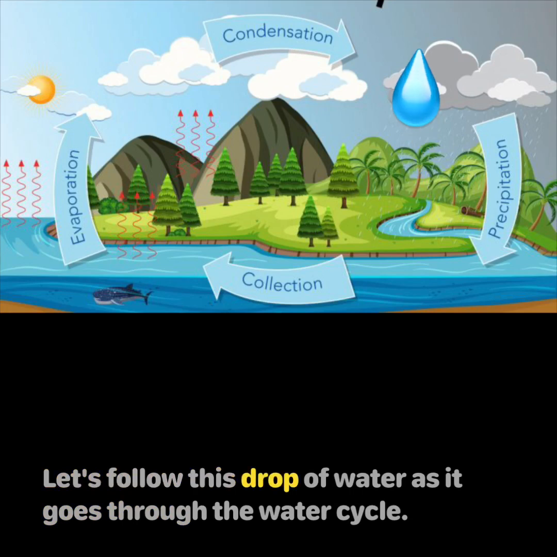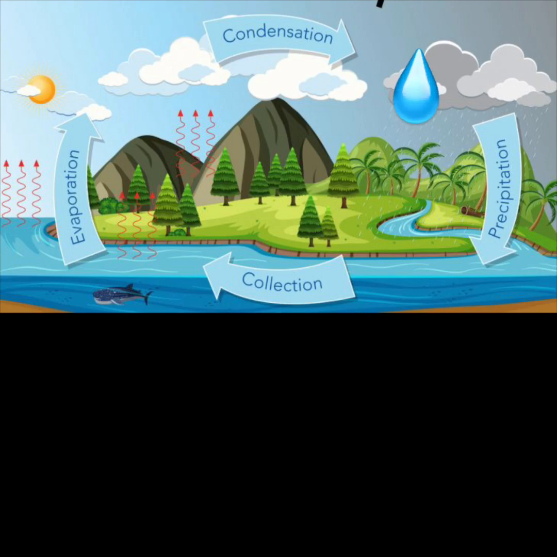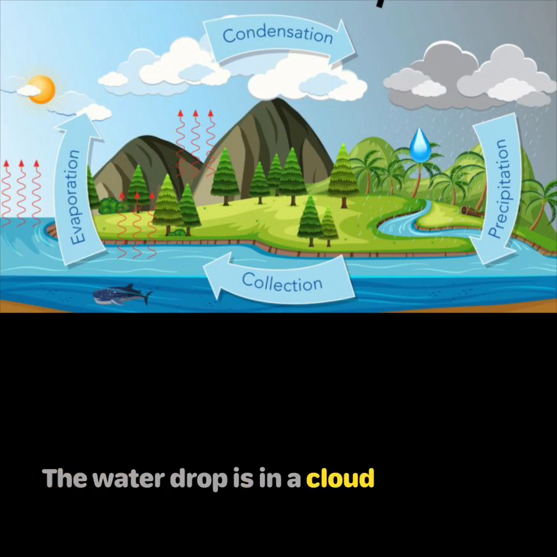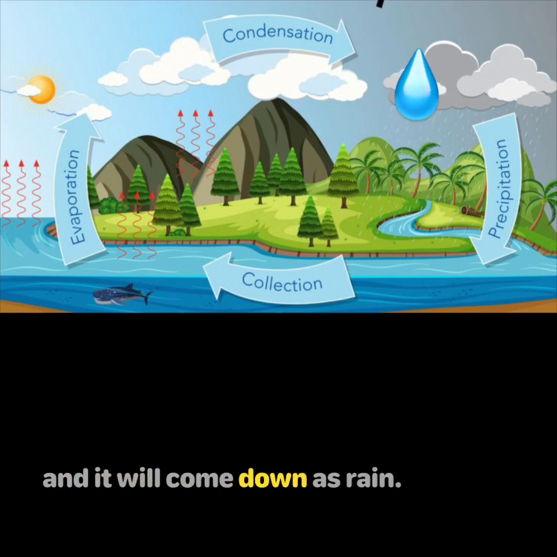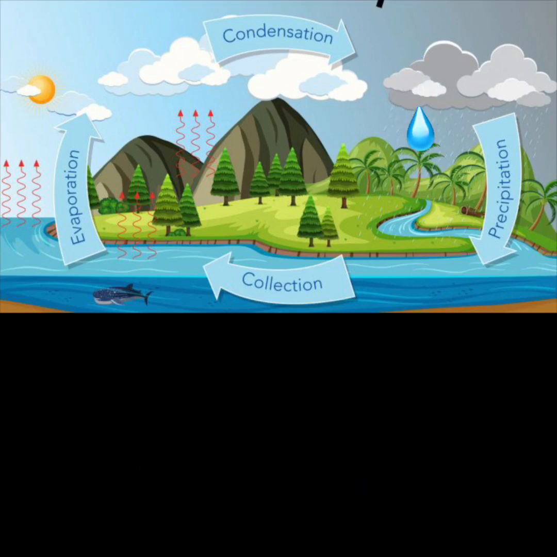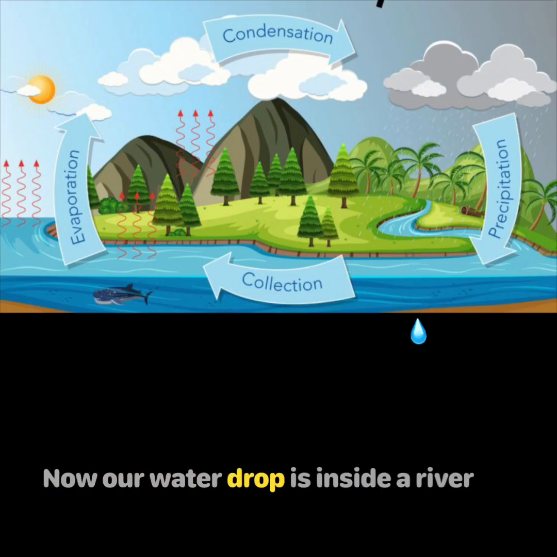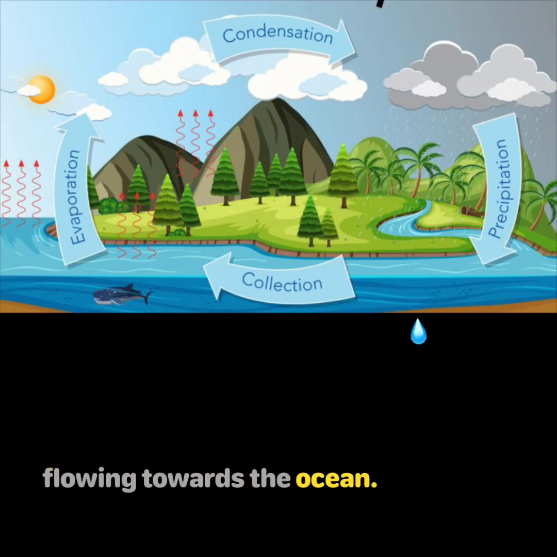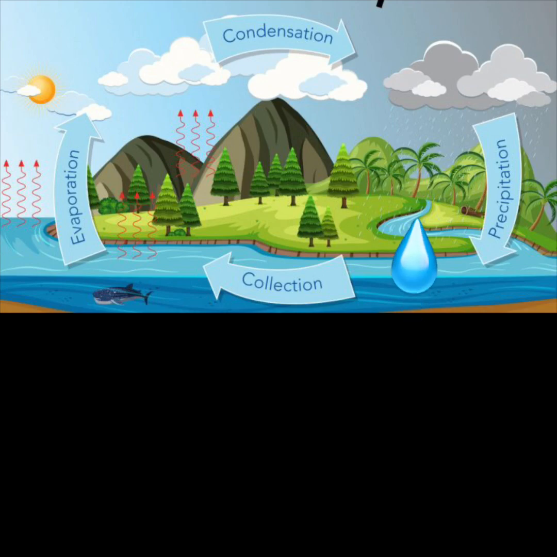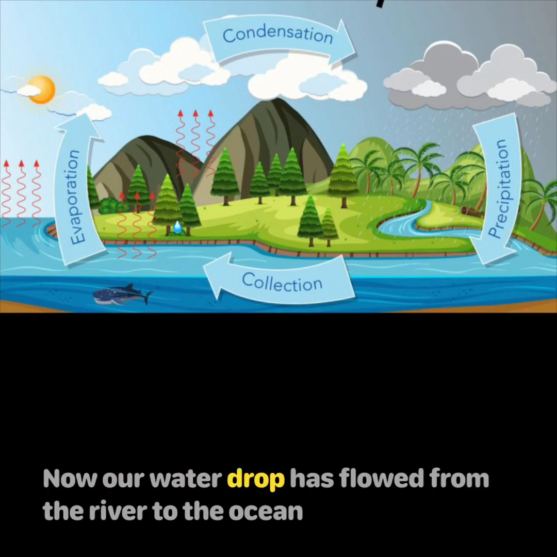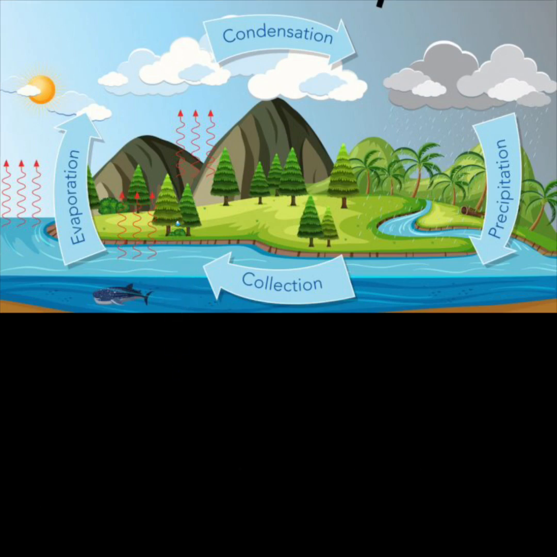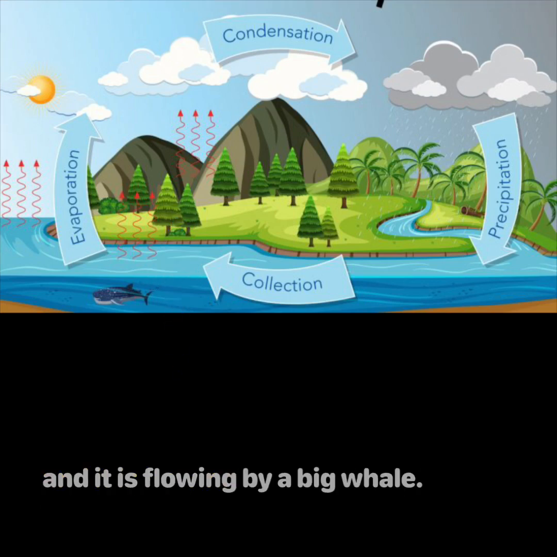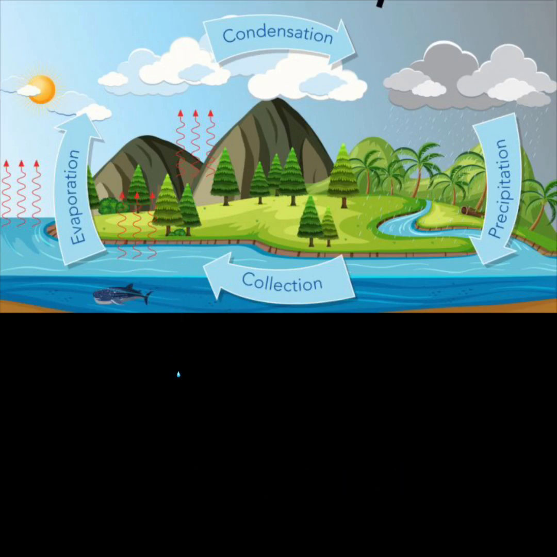Let's follow this drop of water as it goes through the water cycle. The water drop is in a cloud, and it will come down as rain. Now our water drop is inside a river, flowing towards the ocean. Now our water drop has flowed from the river to the ocean, and it is flowing by a big whale.